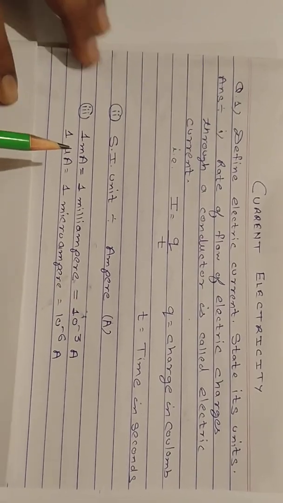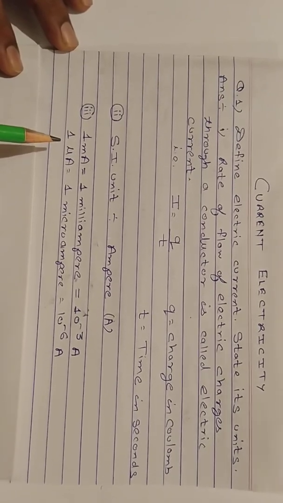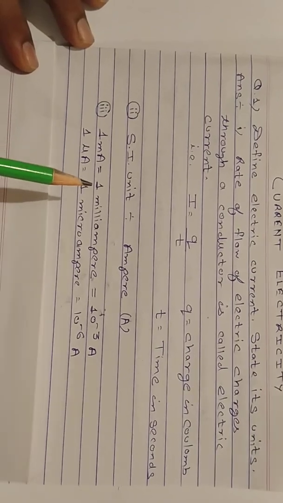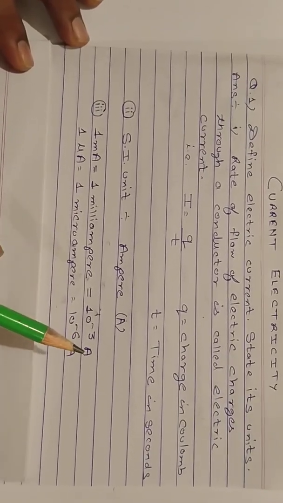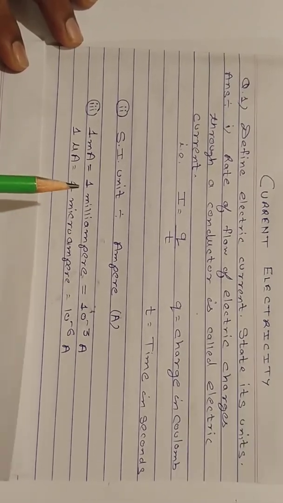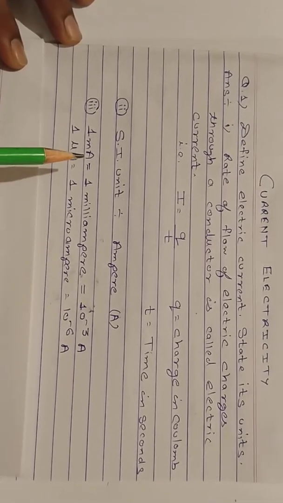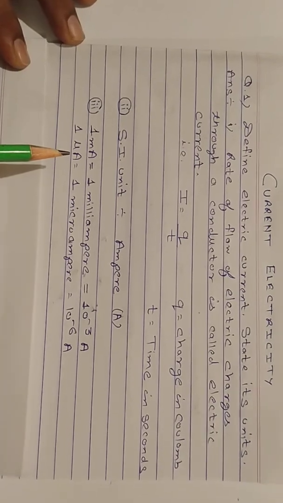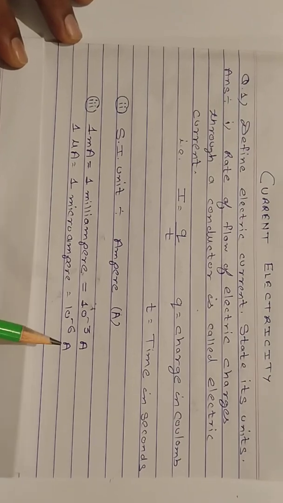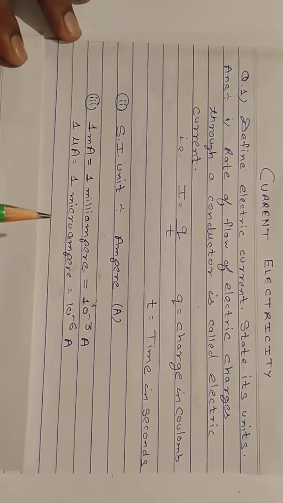The smaller units you will find in most of the numericals are milliampere and microampere. 1 milliampere equals 10 raised to minus 3 ampere. Remember that, students, because you have to use the value of current in ampere only in numericals, not in milliampere. Similarly, if the current value is given in microampere, you have to convert it into ampere. So 1 microampere equals 10 raised to minus 6 ampere.